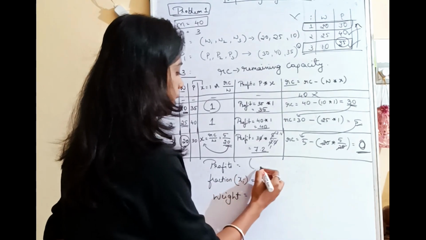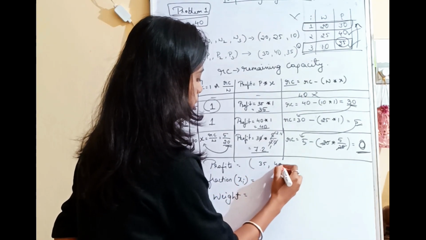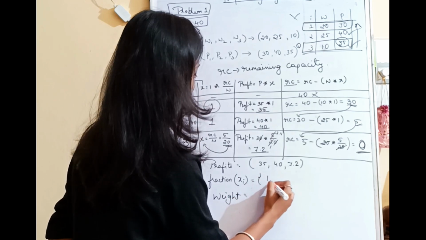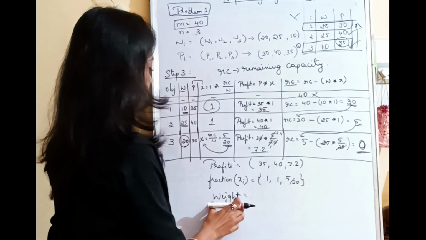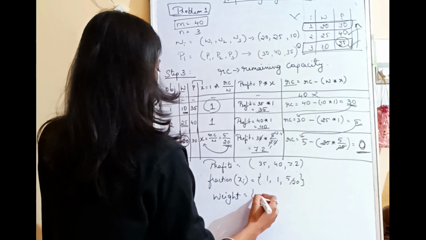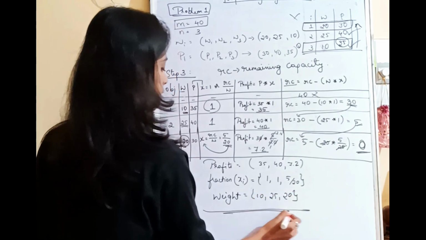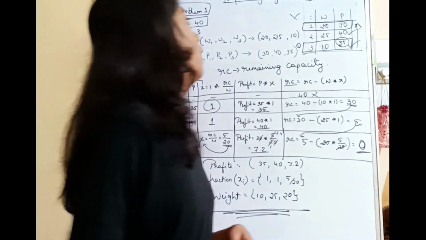Okay, so what is the profit that we have obtained? 35, 40, 7.5. Okay, what is the fraction that we have obtained? 5 by 20. This is the weight that we have, 10, 25 and 20. Clear? So this is the final answer.